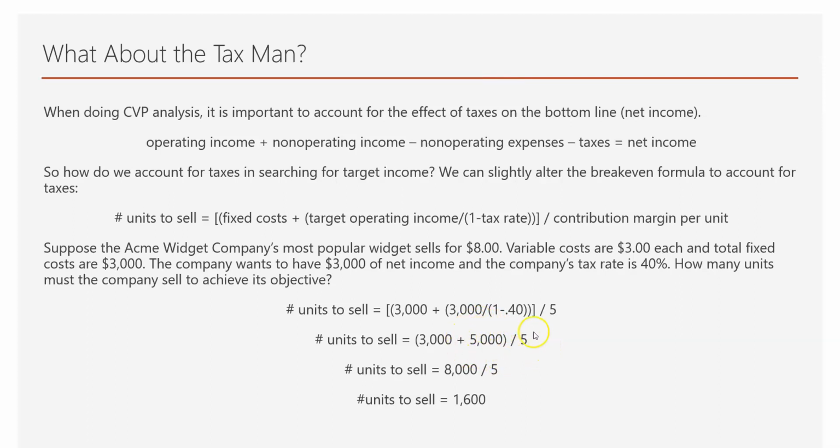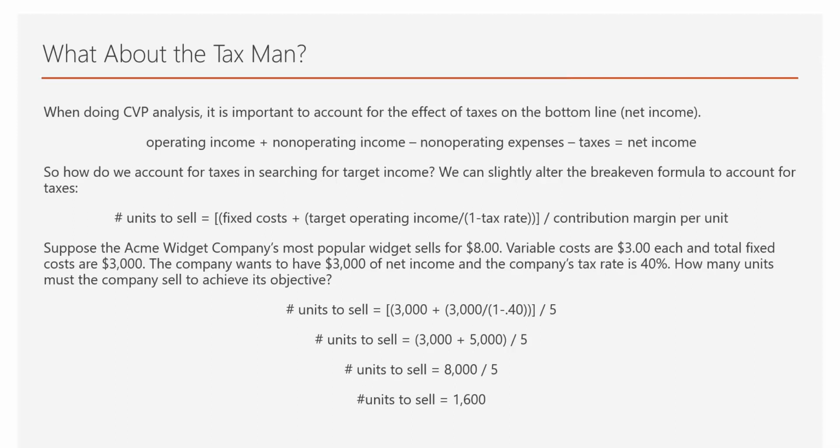We're backing the taxes out here so that we can get the amount of operating income, and then we're going to add that to our fixed costs of $3,000, which is 8,000 divided by $5 contribution margin per unit, and then I need to sell 1,600 units. So that when I sell 1,600 units, I am not only going to cover my fixed cost of $3,000, I'm going to have operating income of $5,000, and 40% taxes on that $5,000 will leave me $3,000 of net income. So there we go.